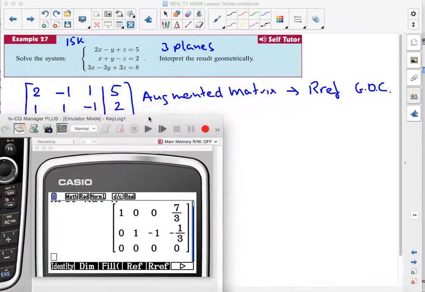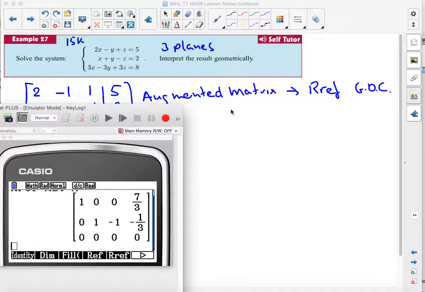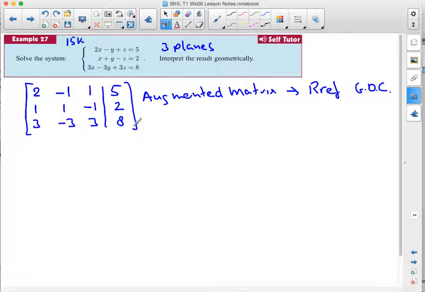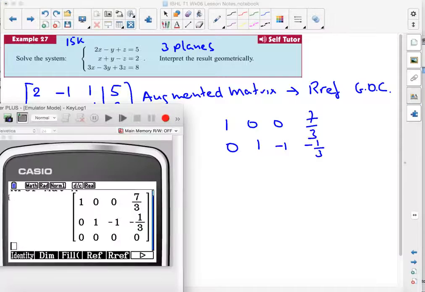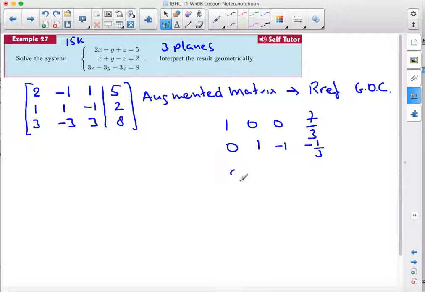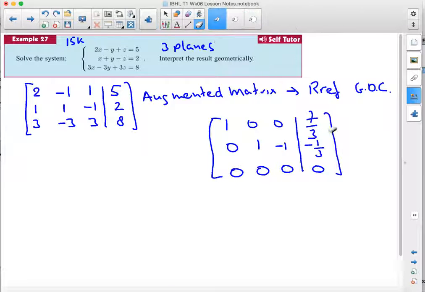Now I'm going to copy that answer: 1, 0, 0, 7/3, and then 0, 1, -1, -1/3, I believe. Let's check that. Yes. And the last row was all zeros. So here again is my augmented matrix. Maybe I can clean this up a little bit, it's a bit big.